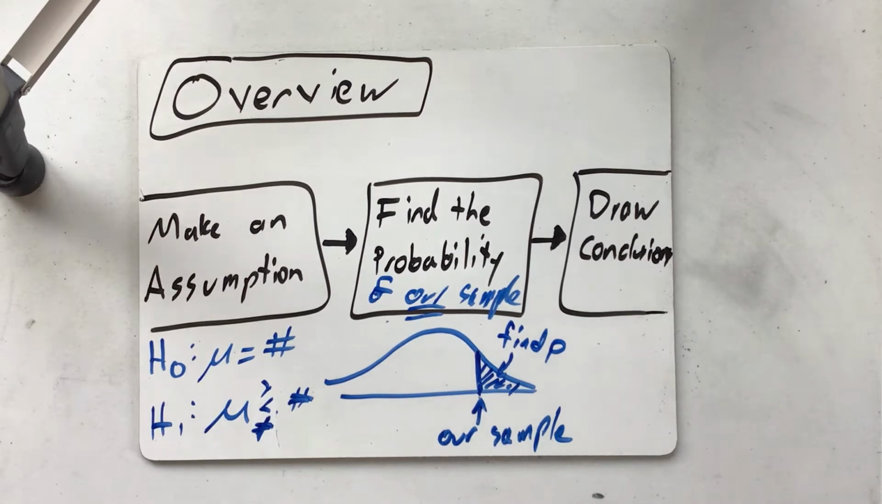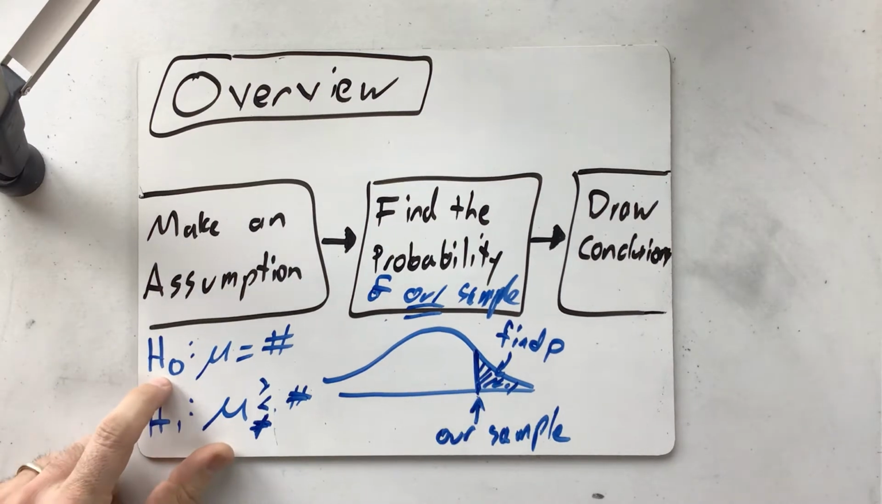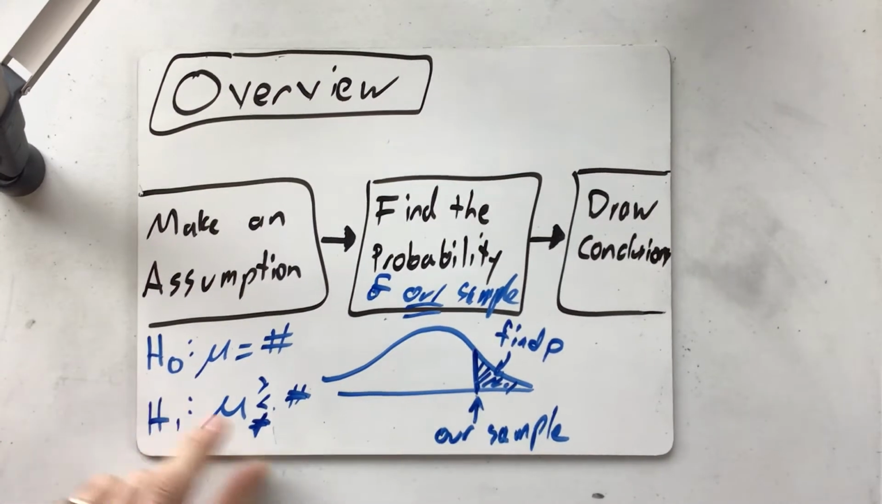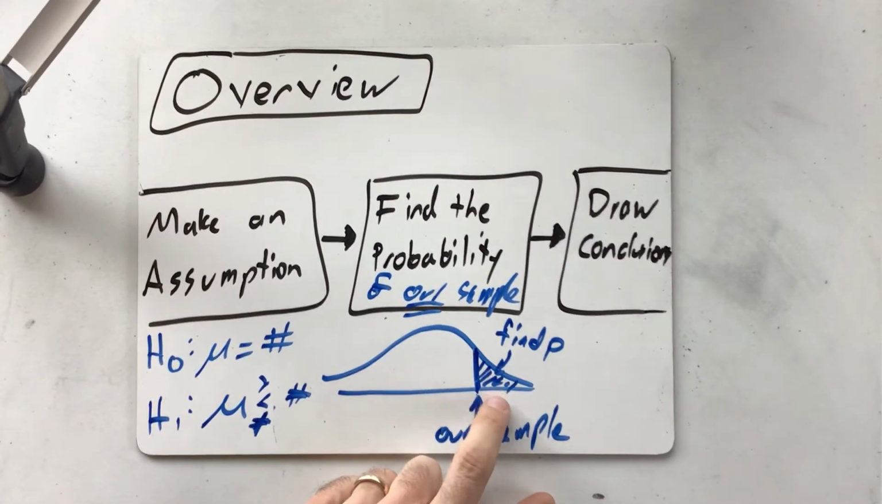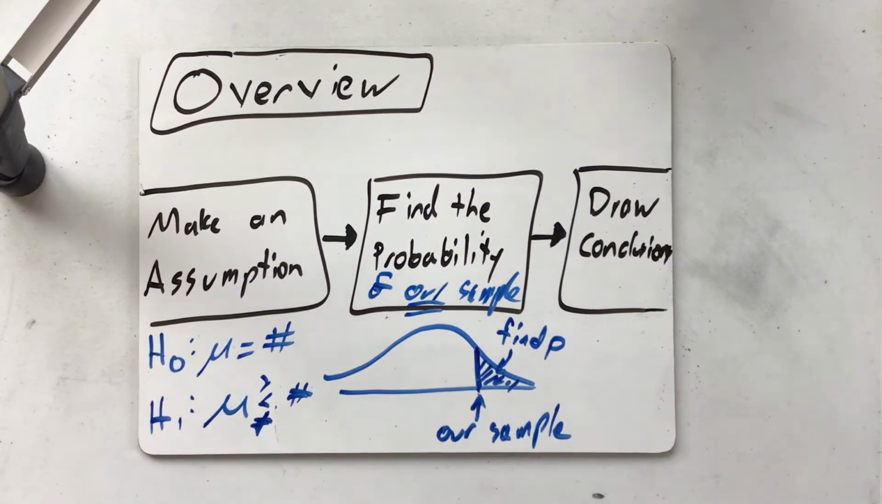So again, I'm just giving you an overview. We'll go into detail on all these pictures. But this is the big idea of a hypothesis test. You make an assumption. The assumption is that nothing interesting is happening. You then find the probability, and that is the probability that your sample could have occurred if nothing interesting happened. And then finally, we draw conclusions.